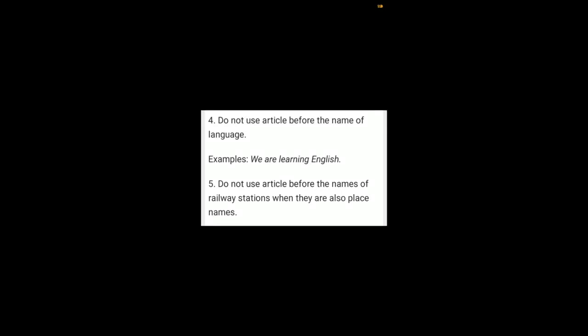Coming to the next rule, do not use an article before the name of a language. We are learning English. We are listening English. So we never say we are learning the English, we are speaking the English. So we never use the article before the name of a language. Then the next rule, do not use an article before the names of railway stations when they are also place names. Whenever they are also place names, we never use the article.